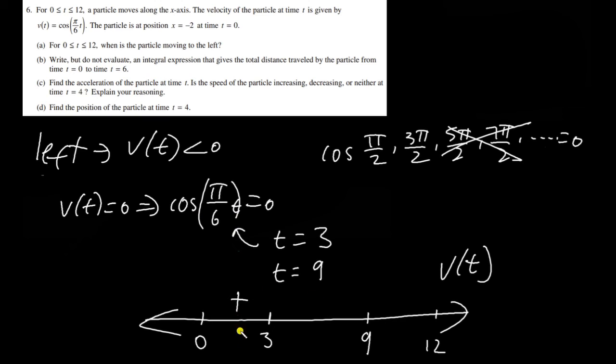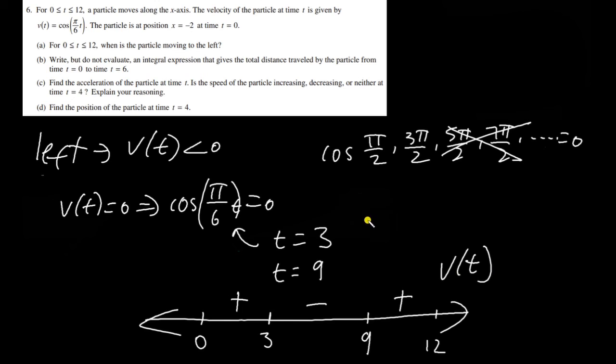And let's say I do a number between 3 and 9, let's say 6. Cosine of pi is negative 1, so that's a negative number between 3 and 9. And then between 9 and 12, let's say I plug in 11. Cosine of 11 pi over 6 is in the fourth quadrant, so that's going to be a positive cosine. So you notice here that the only region where the velocity is negative is between 3 and 9.